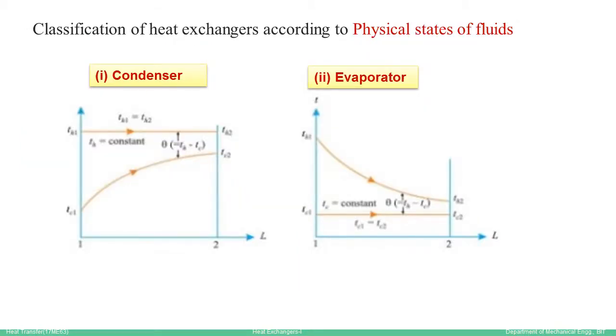That can be just cross-checked here. The temperature variation for both the condenser and evaporator is shown here. The temperature of the hot fluid remains constant in a condenser. The temperature of the cold fluid remains constant in an evaporator.